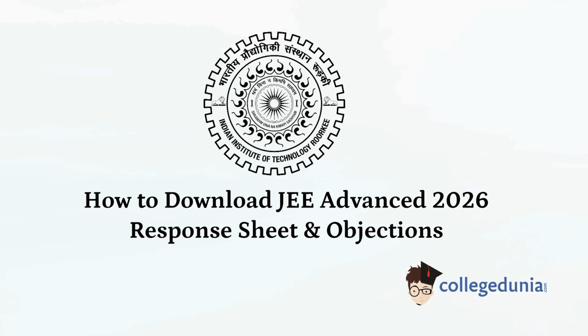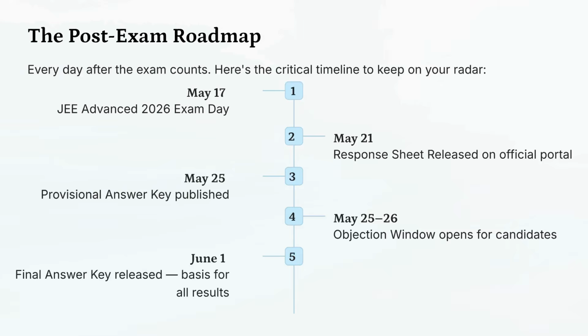If you have appeared for JEE Advanced 2026, your exam journey isn't over yet. One of the most important steps after the exam is checking your response sheet, verifying your marked answers and, if needed, raising objection against the provisional answer key. A single corrected answer can improve your score and even shift your rank significantly. In this video, we'll guide you through how to download your JEE Advanced 2026 response sheet, analyze your performance, and submit objections correctly. Let's get started.